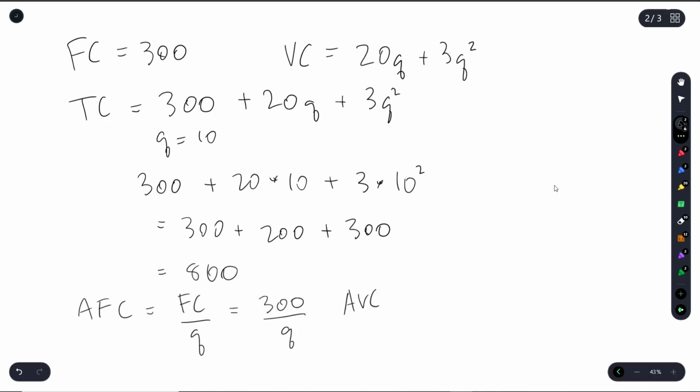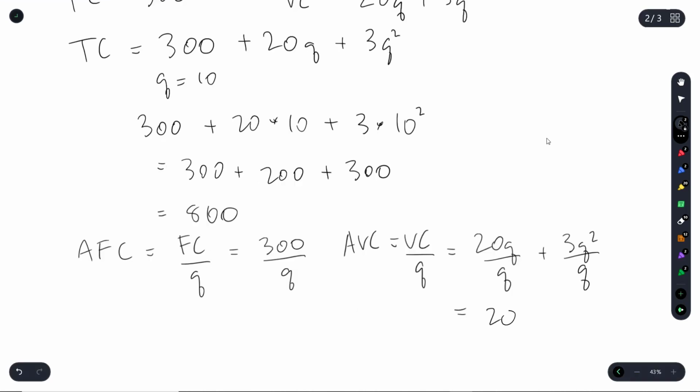Average variable cost is defined much the same way. Variable cost divided by quantity is going to be 20Q divided by Q plus 3Q squared divided by Q. In that first part, the Q's cancel, and in the second part, we've got Q squared on the top, Q on the bottom, so one of those Q's is going to cancel. We're left with 3Q.